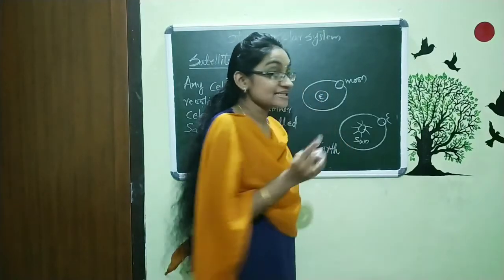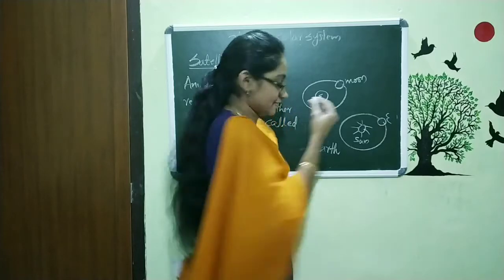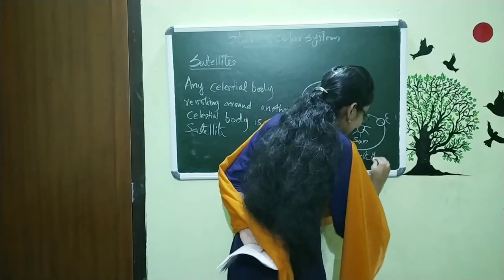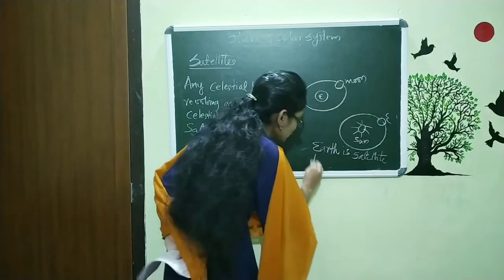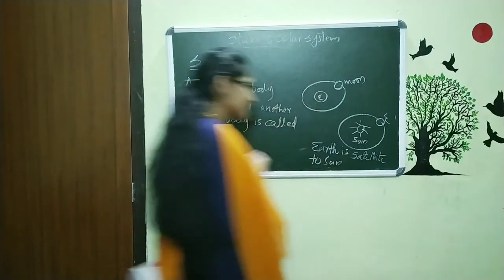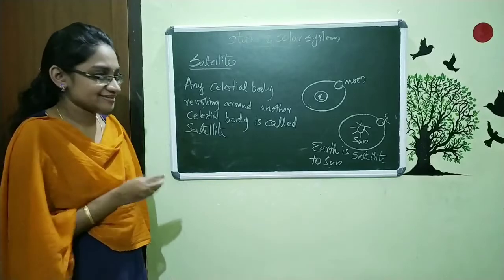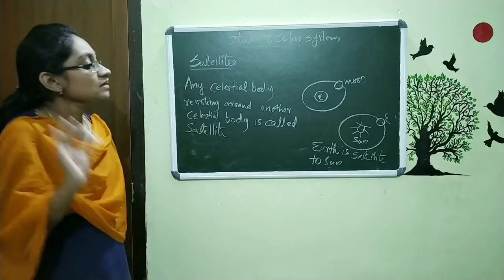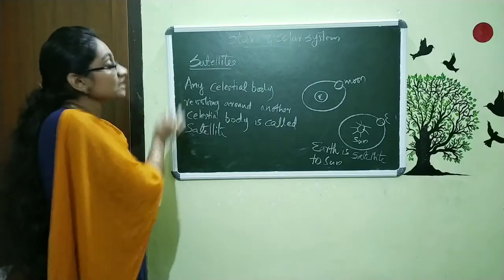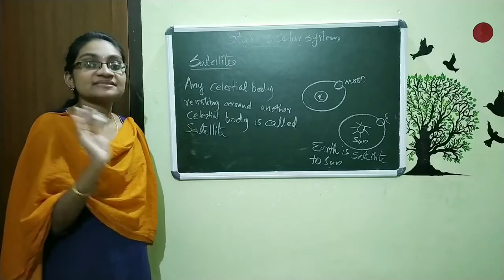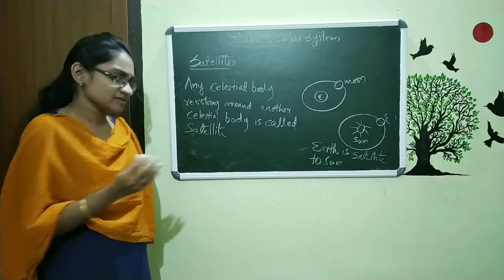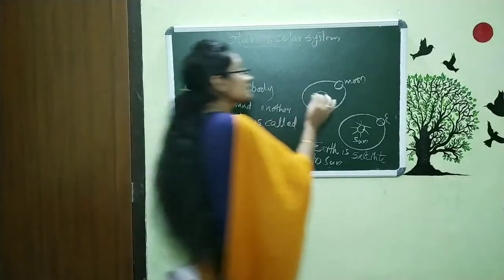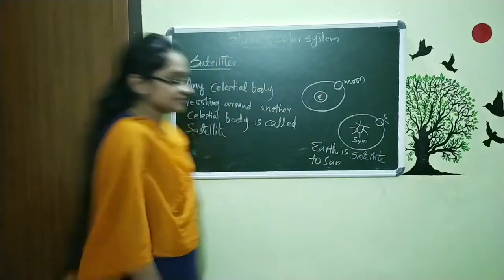Earth is also a satellite for whom? For the Sun. Earth is a satellite to the Sun. But generally we are calling it a planet. Just put it in your mind, it is just mentioned in your textbook. So by the definition of the satellite, this Earth is a satellite for the Sun, but as per its name, we call it a planet. So, for our Earth, the Moon is the satellite.